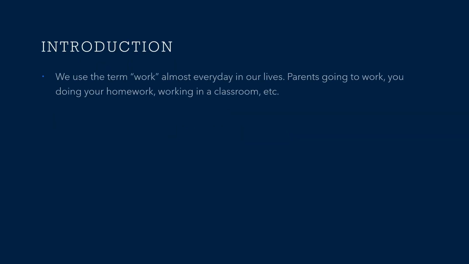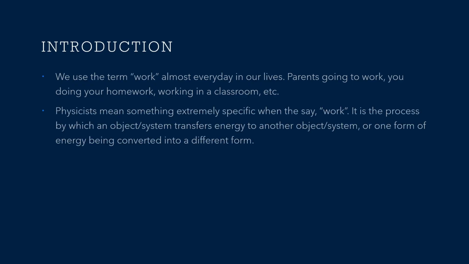Introduction. We use the term work almost every day in our lives. Parents going to work, you doing your homework, working in a classroom, etc. But physicists mean something extremely specific when they say work. It is a process by which an object or system transfers energy to another object or system, or one form of energy is being converted into a different form. Hence, in order for work to be done, energy has to be transferred from one system or object to the next object or system. In the second case, energy has to be converted from one form to the next form.